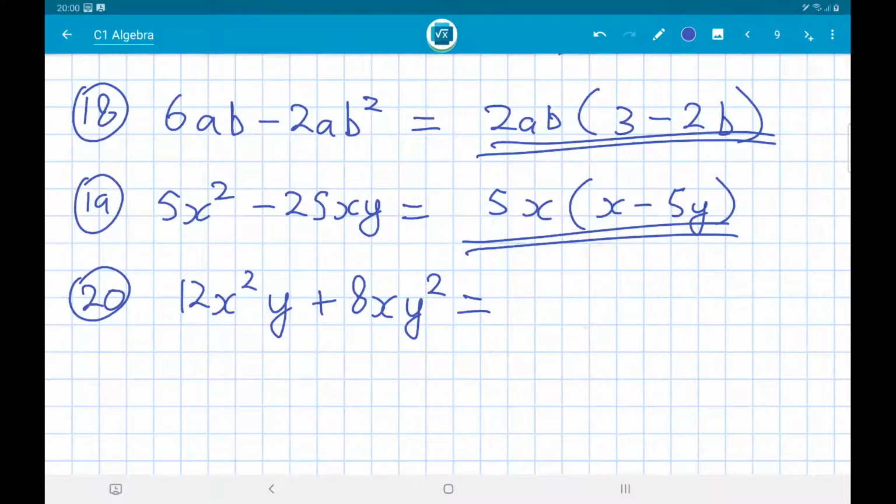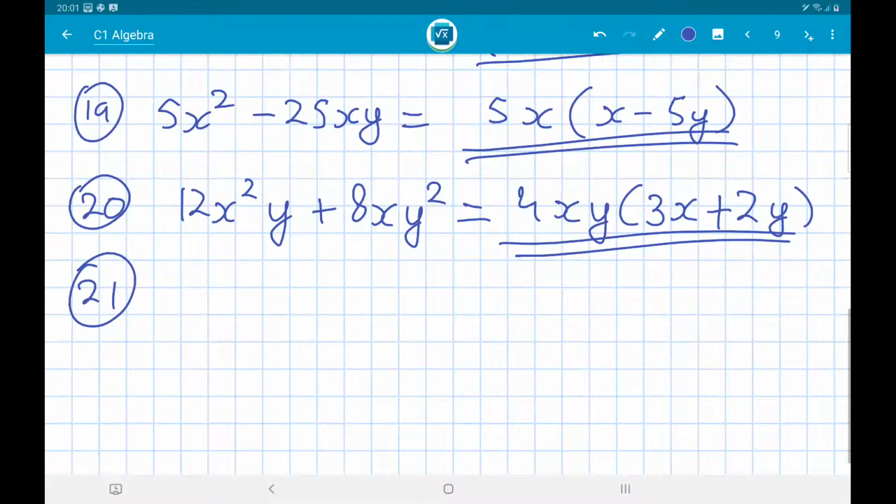Yes, I did copy it right down. Yeah, cool. Now I do believe we would have a total of 4 that would come on the outside: 4xy on the outside, and you get 3x on one side plus 2y on the other side.